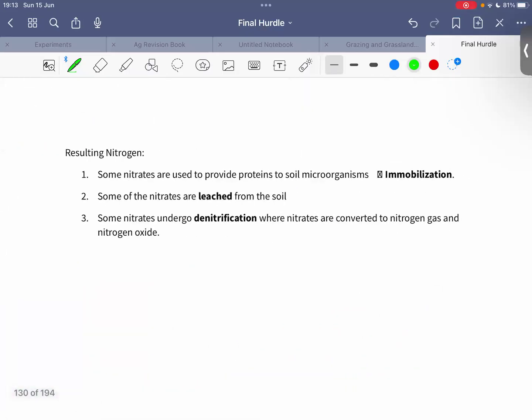Three things are going to happen in your nitrogen cycle, very similar to your carbon. Your nitrates are going to provide proteins for your soil microorganisms. That's known as immobilization. Your nitrates are going to be leached, or they're going to be diffused back into the atmosphere by denitrification.